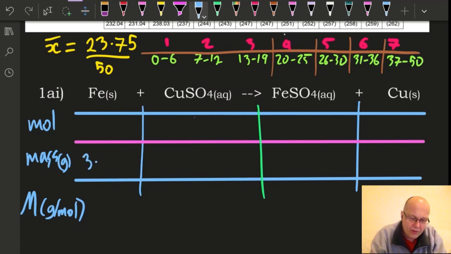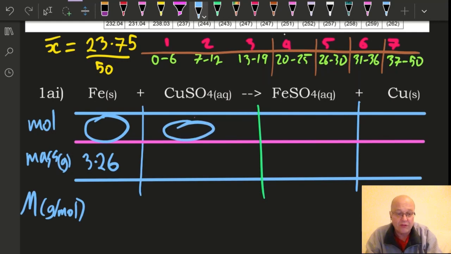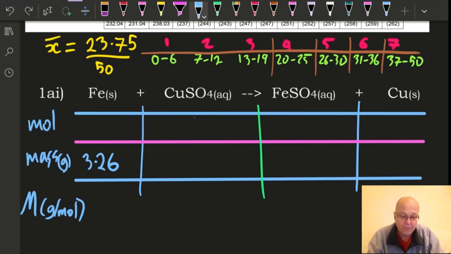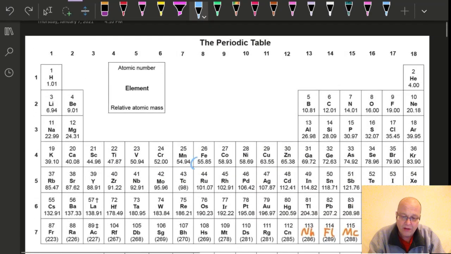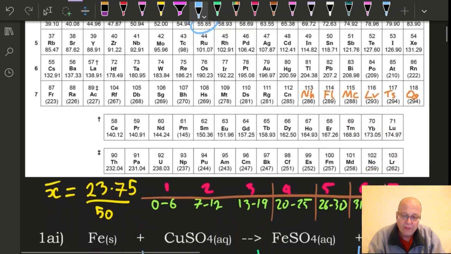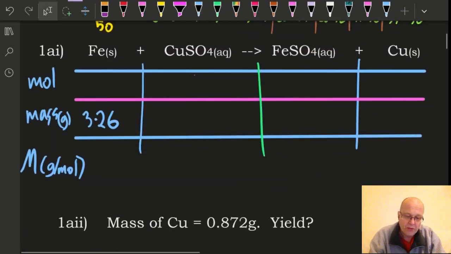So I've got 3.26 grams of iron. And what I need to do is find the moles of iron and the moles of copper sulfate and then see which one there's too much of and which one there's too little of. So moles is mass over molar mass. So what's the molar mass of iron? 55.85 grams per mole.